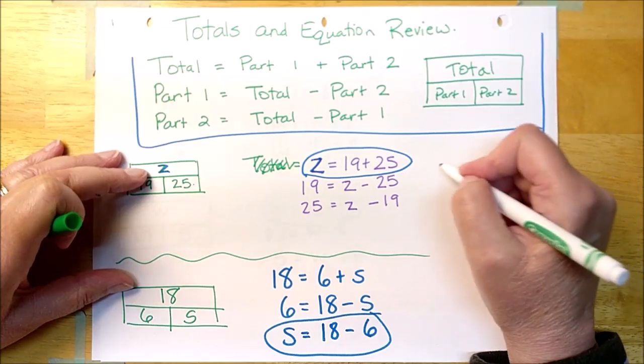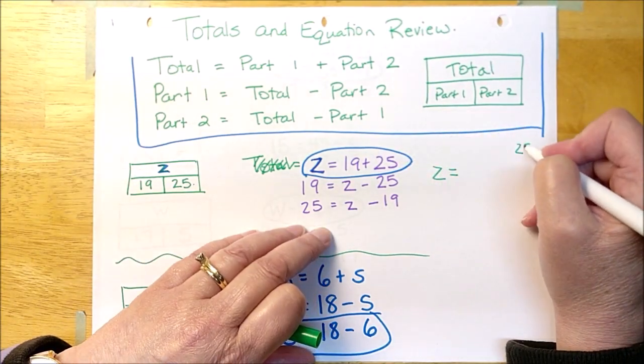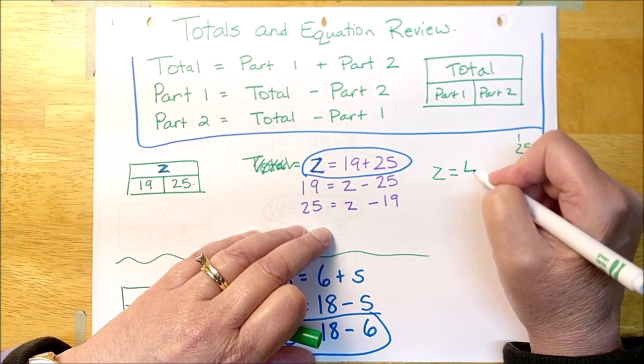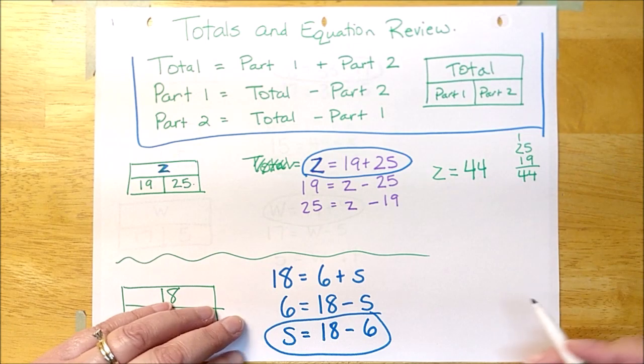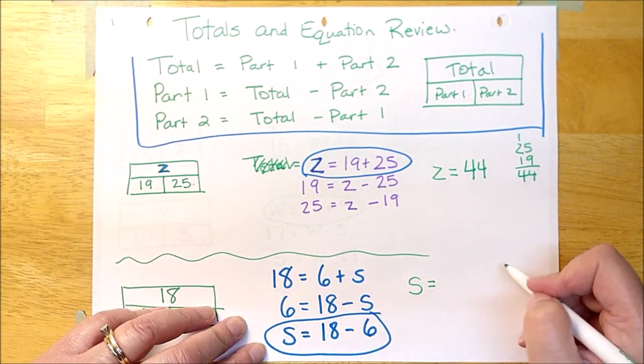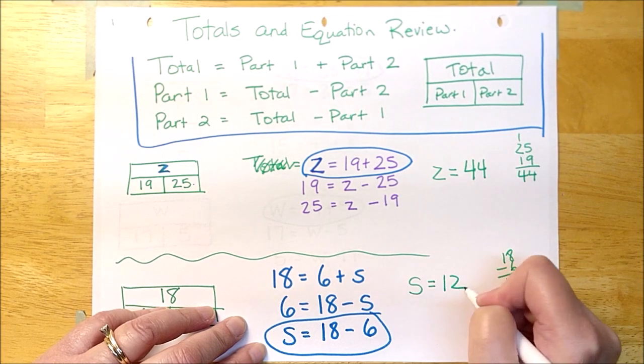So if we were going to solve back here what Z equaled, 25 plus 19, that would be 44. So Z equals 44. Here we had to figure out what S is. S is 18 minus 6, which is 12. So S equaled 12.